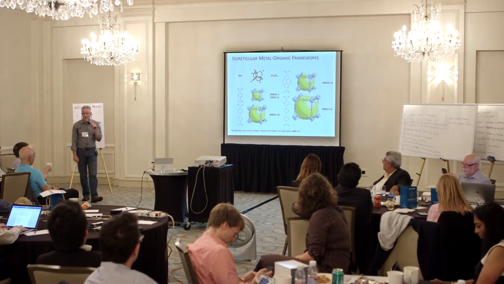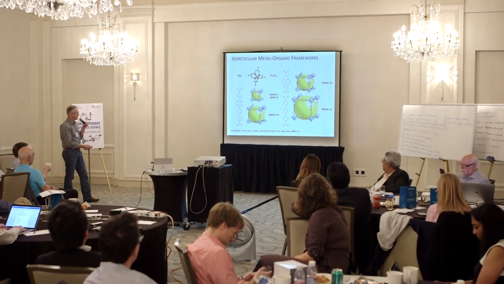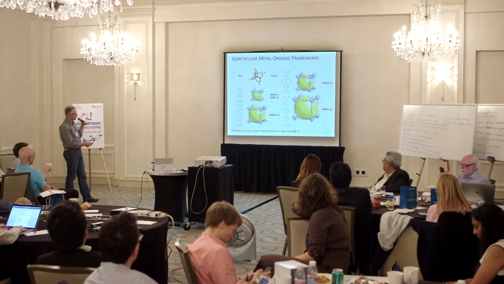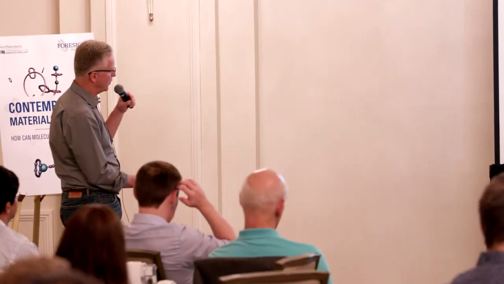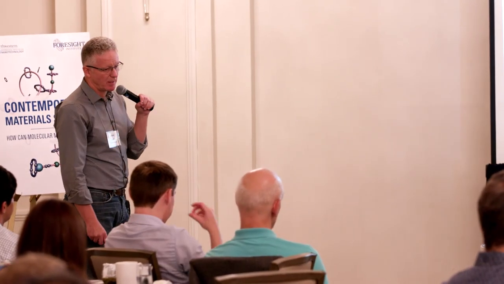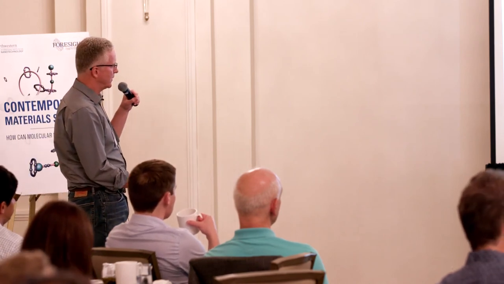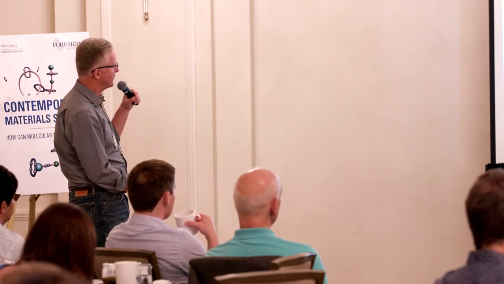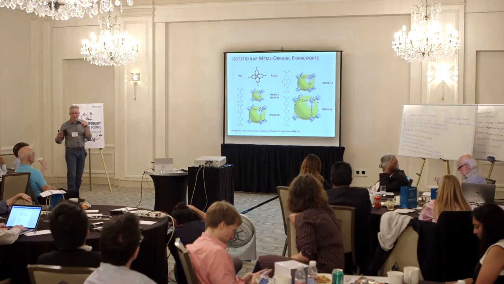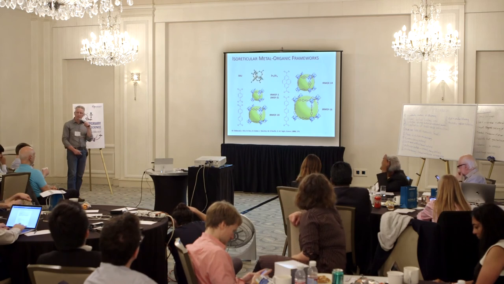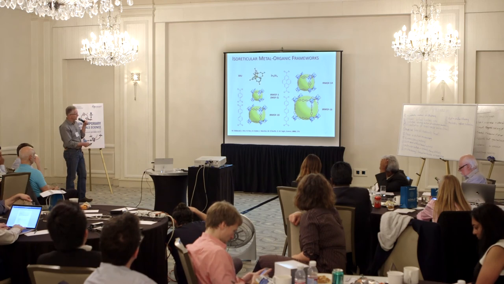So metal organic frameworks are just what they sound like. They're a combination of what we call metal nodes. So SBU stands for secondary building unit. And you do some coordination chemistry and you link these nodes with organic linkers and you can make beautifully porous material. So this is one of the examples from the Yaghi group from about the turn of the century. So the idea is these are porous materials.